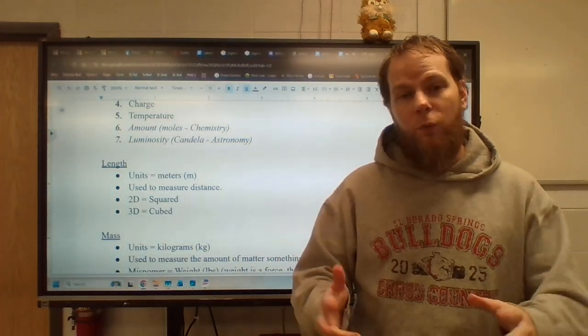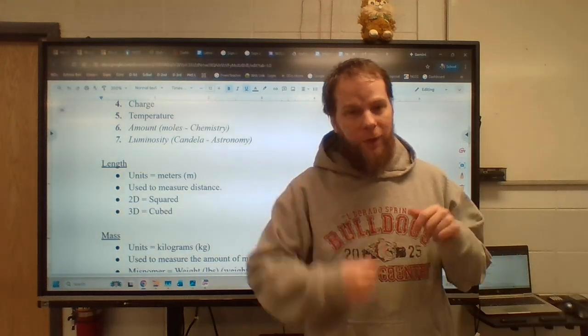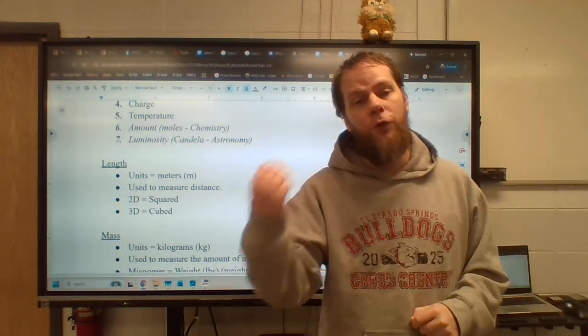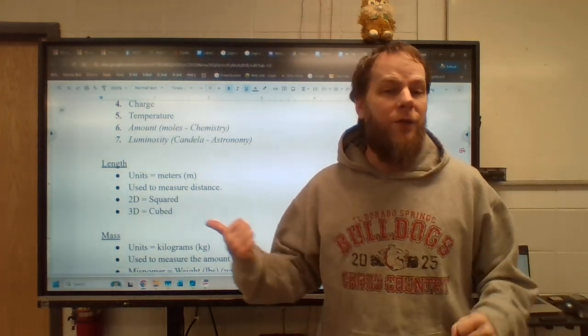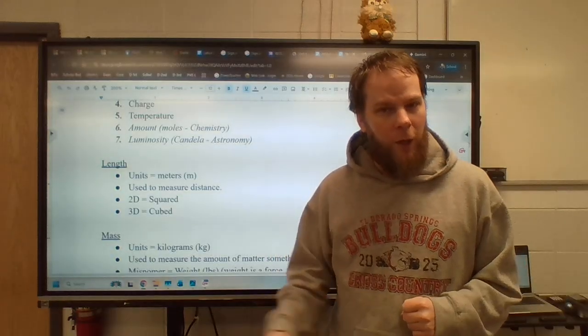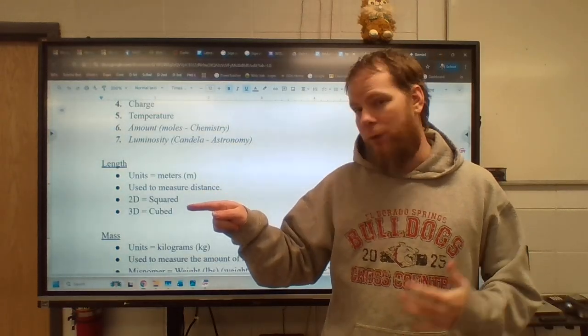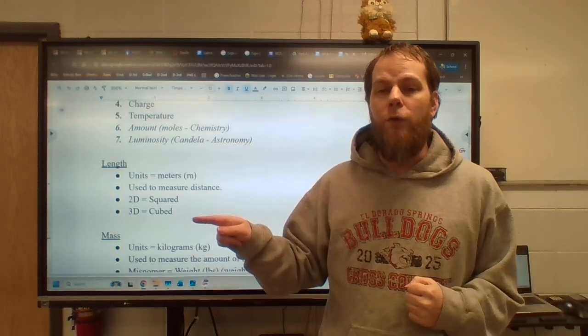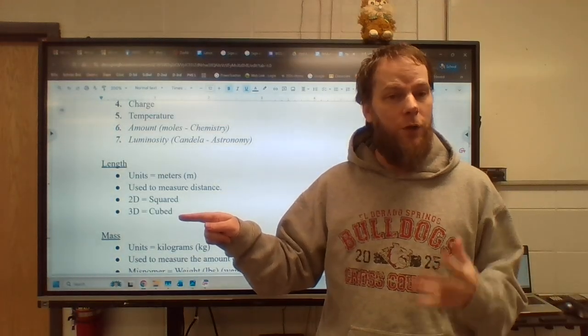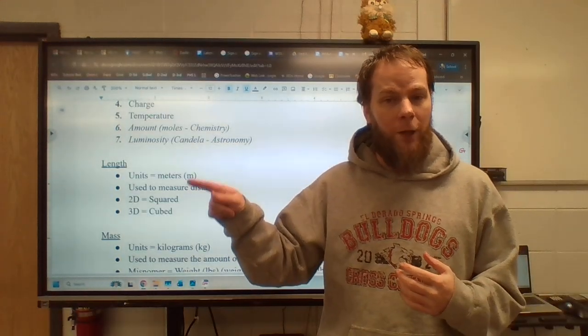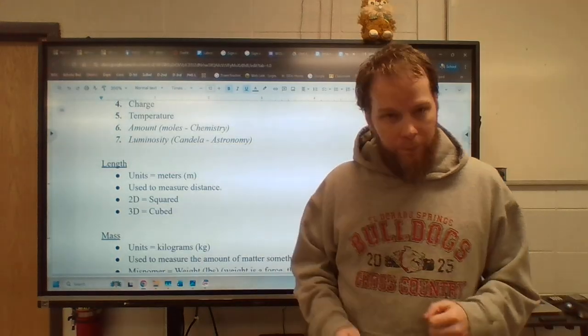Length is not limited to one dimension. There is a two-dimensional version of length. Actually, there's two two-dimensional versions of length. And then there is a three-dimensional version of length as well. So when we use 2D length, the units are squared. When we use 3D length, the units are cubed. So meters squared, meters cubed.